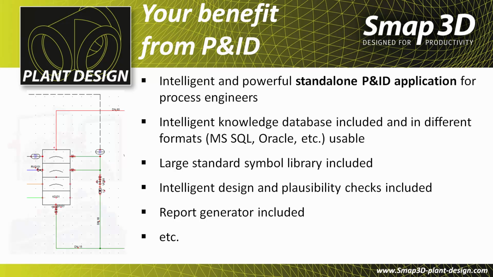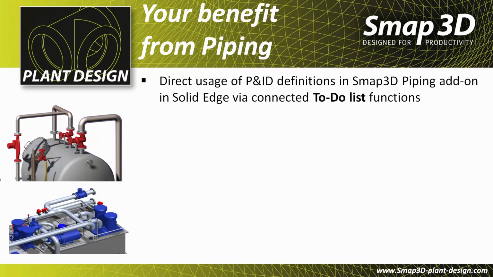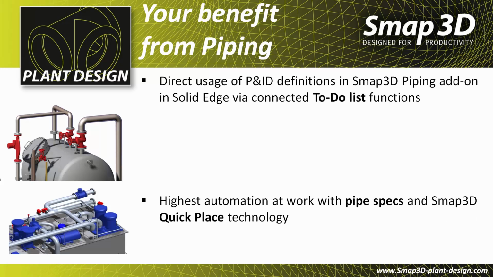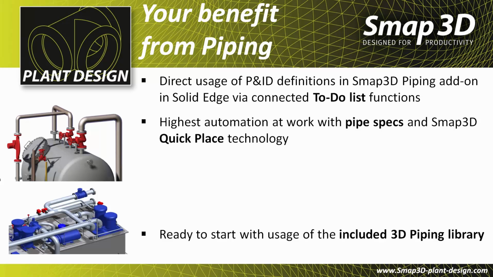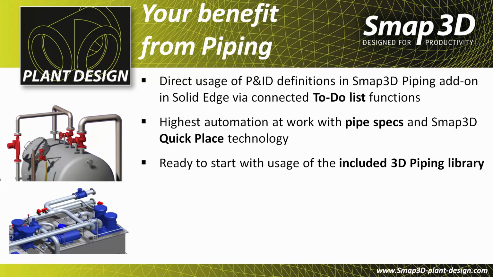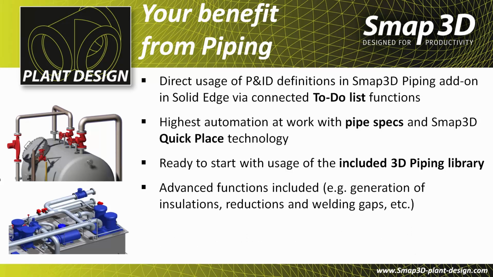P&ID software. Smap3D piping provides you with direct usage of P&ID definitions with connected to-do list functions. You can reach the highest automation for pipeline generation when working with pipe specs and Smap3D quick place technology. With the included Smap3D piping library, you are ready to start. Additional advanced functions are also included.